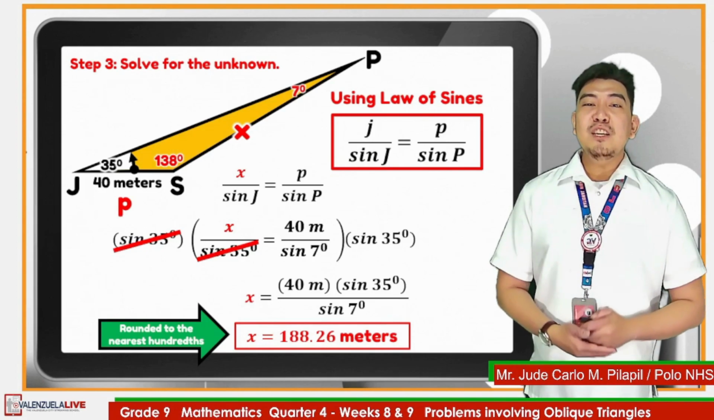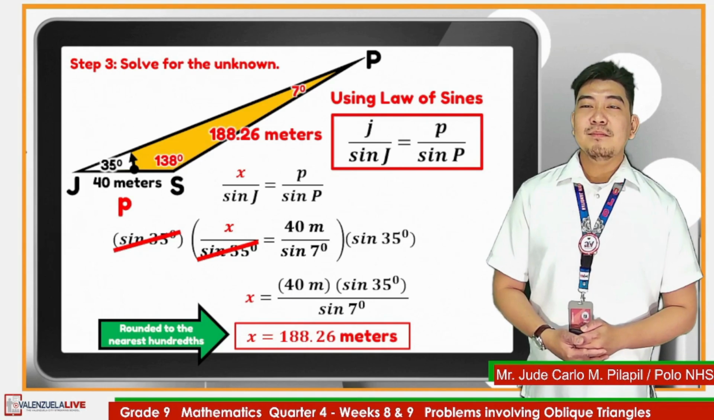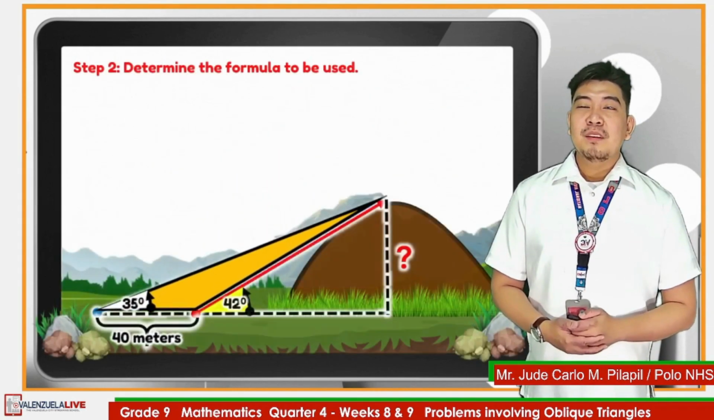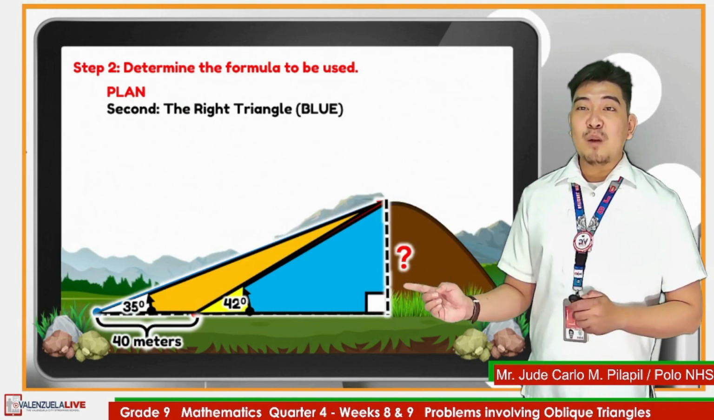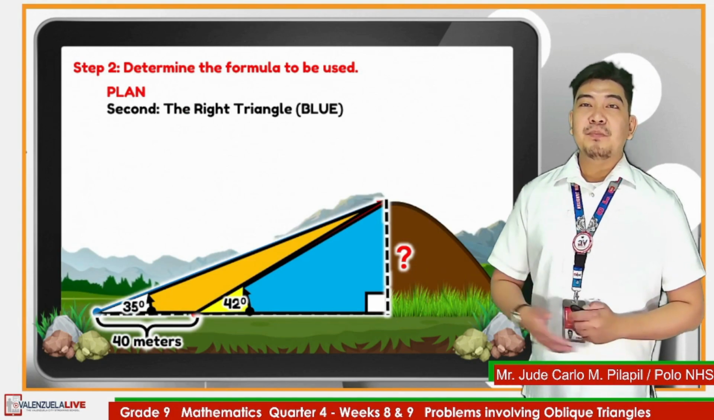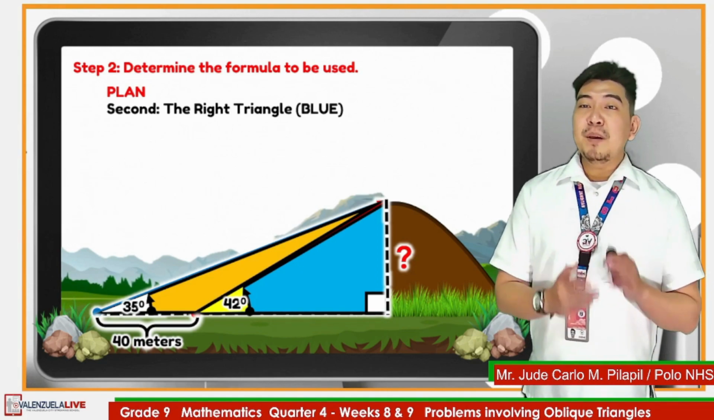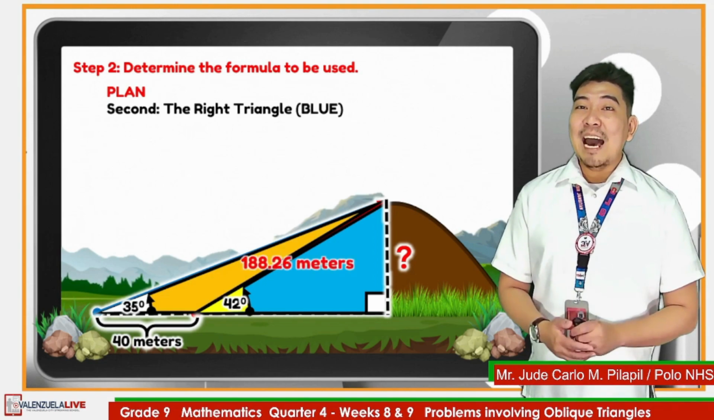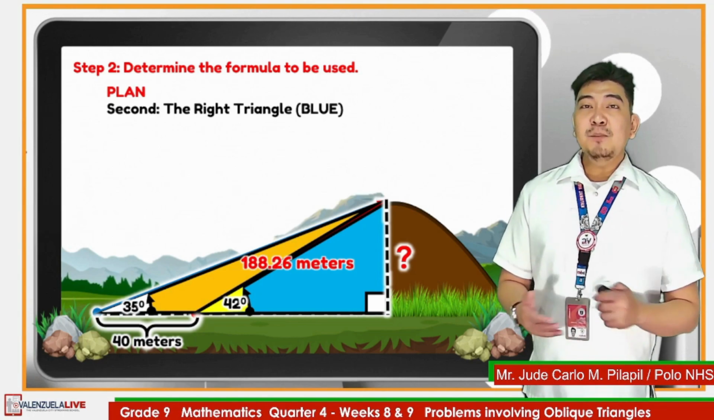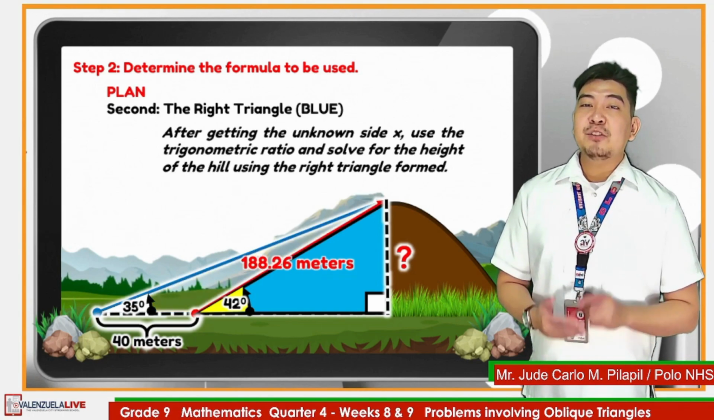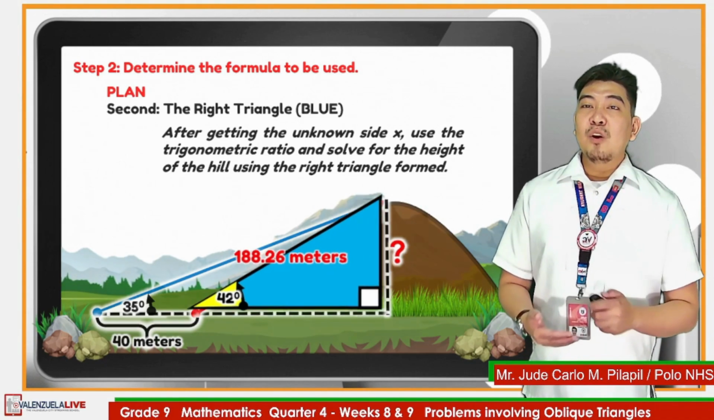Let us now continue our solution and follow the next step. Step number 2. Let us consider the right triangle described by the blue triangle here. We computed for the distance of Sarah to the peak of the hill, or the variable x, as 188 and 26 hundredths meters. At this point, let us use the trigonometric ratio to solve for the height of the hill.